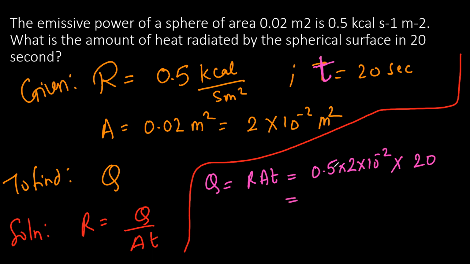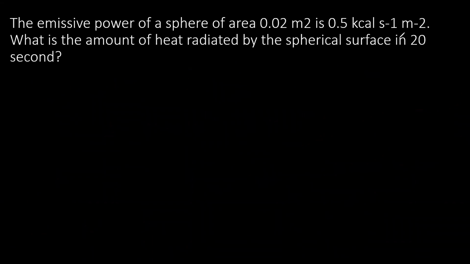So this will become 1. This will become 20 into 10 raised to minus 2. So you can also write 0.2 kilocalorie. If you want to write in terms of calorie, so this will become 0.2 into 10 raised to 3 calorie. Else you can write in the kilocalorie also. So 0.2 kilocalorie. Simple tha. So let's go for the second one.